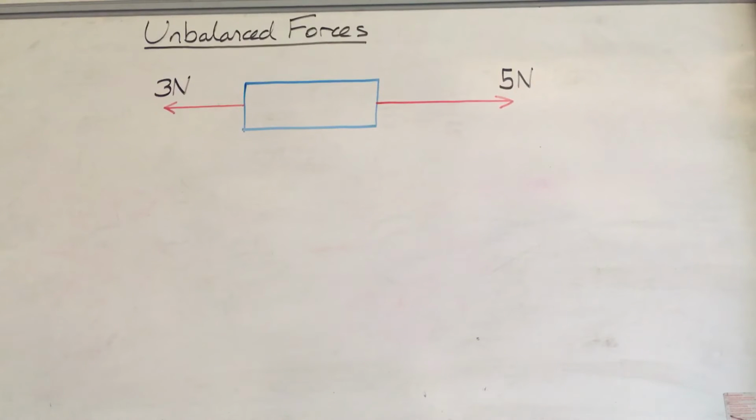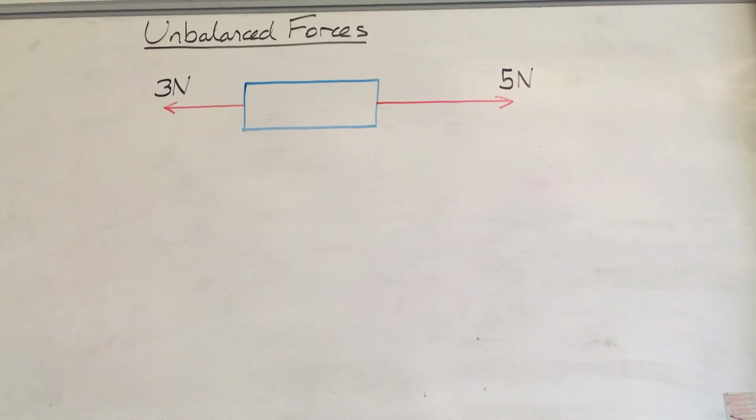Unbalanced forces is obviously when the forces aren't balanced. And a very straightforward example I've drawn on the board demonstrates that. Still get 5 newtons to the right, this time is only 3 newtons to the left. These two forces are clearly not balanced.